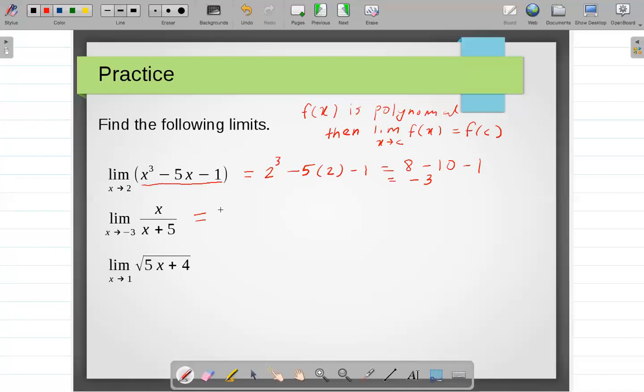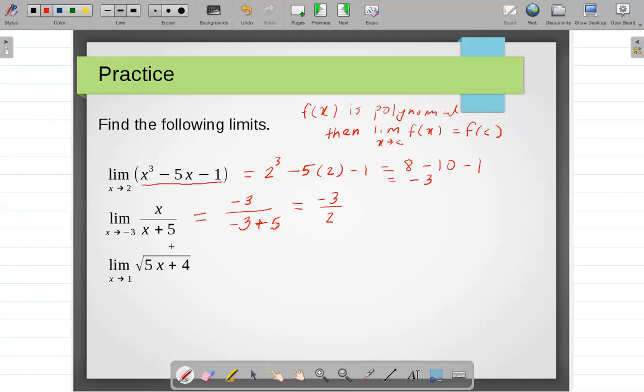All right, so again, for this one, when x approaches negative 3, then this whole thing approaches negative 3 over negative 3 plus 5. So on the top it's negative 3, on the bottom it's 2, right?